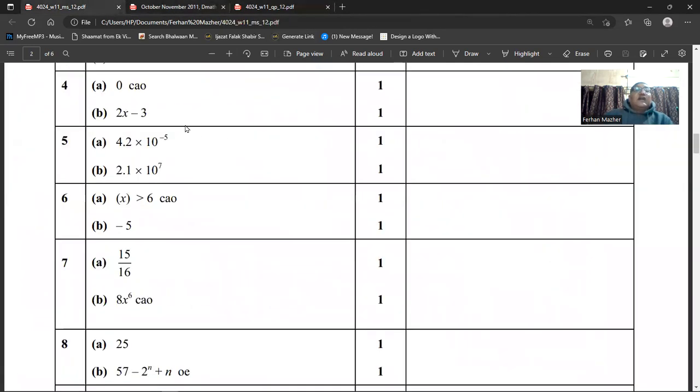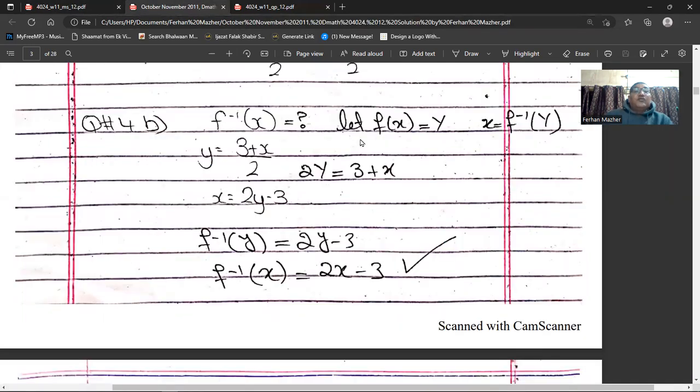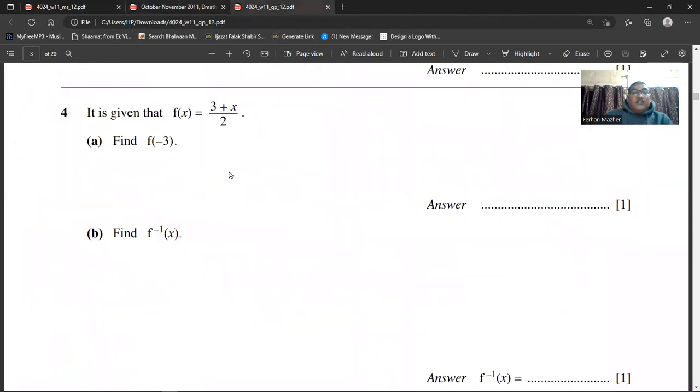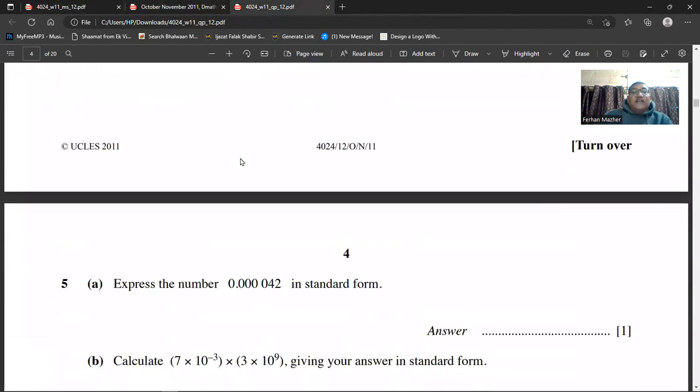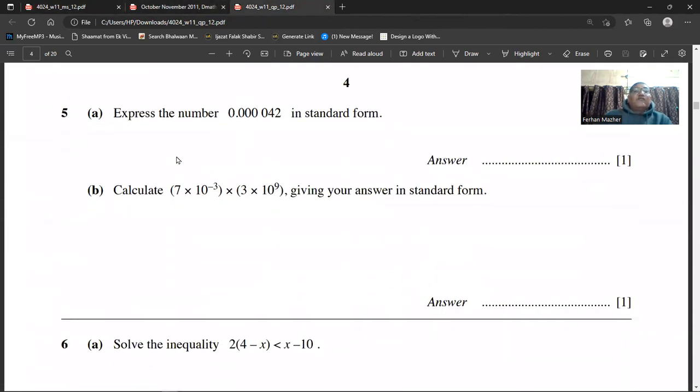You can see, look at this answer. Okay, so we are going to the next question. The next question coming up on your screen is question number 4. He says, express the number 0.0000042 in the standard form. So I will move this decimal 1, 2, 3, 4, 5 steps to the right, and this number will become 4.2 times 10 to the power minus 5.